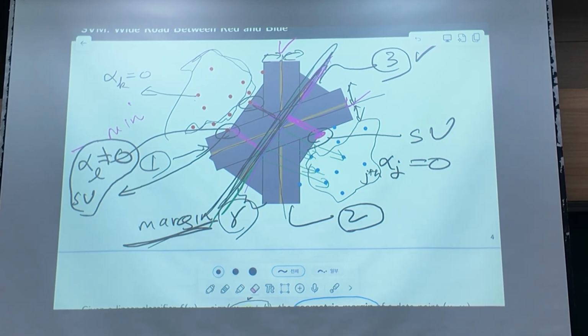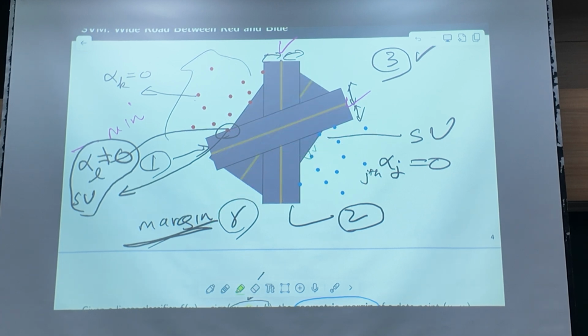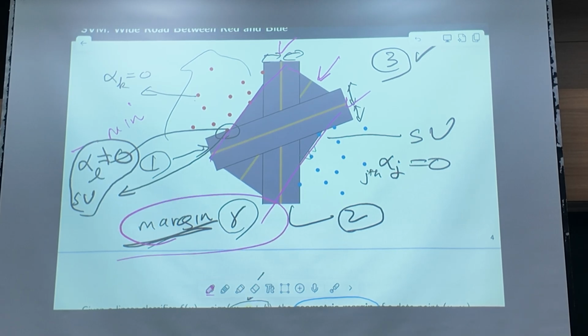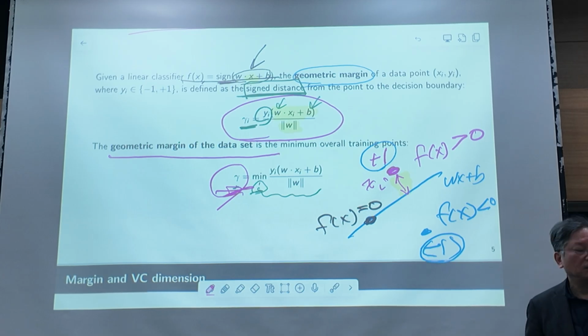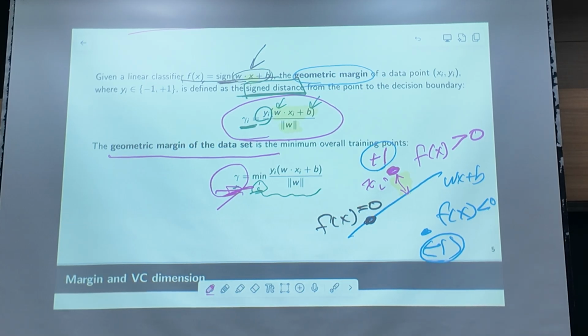You can see from the picture here that this particular one is the widest road. The width of the road is defined by the margin, and I went through the definition of margin. This was the definition of margin.